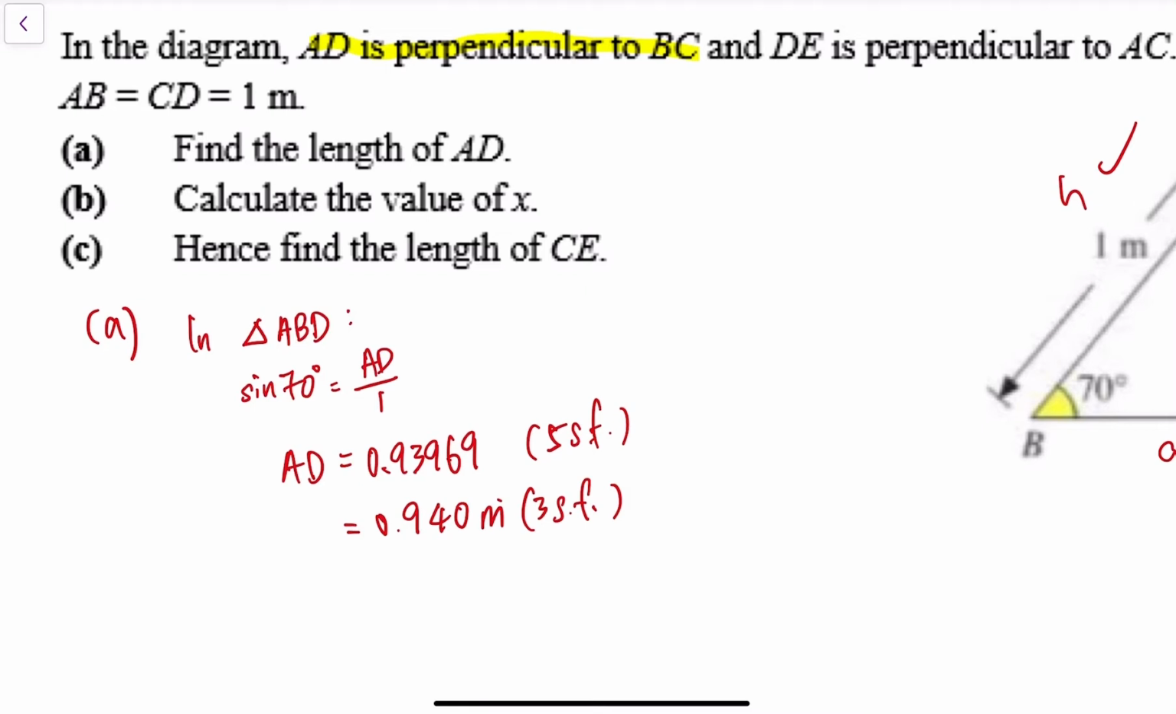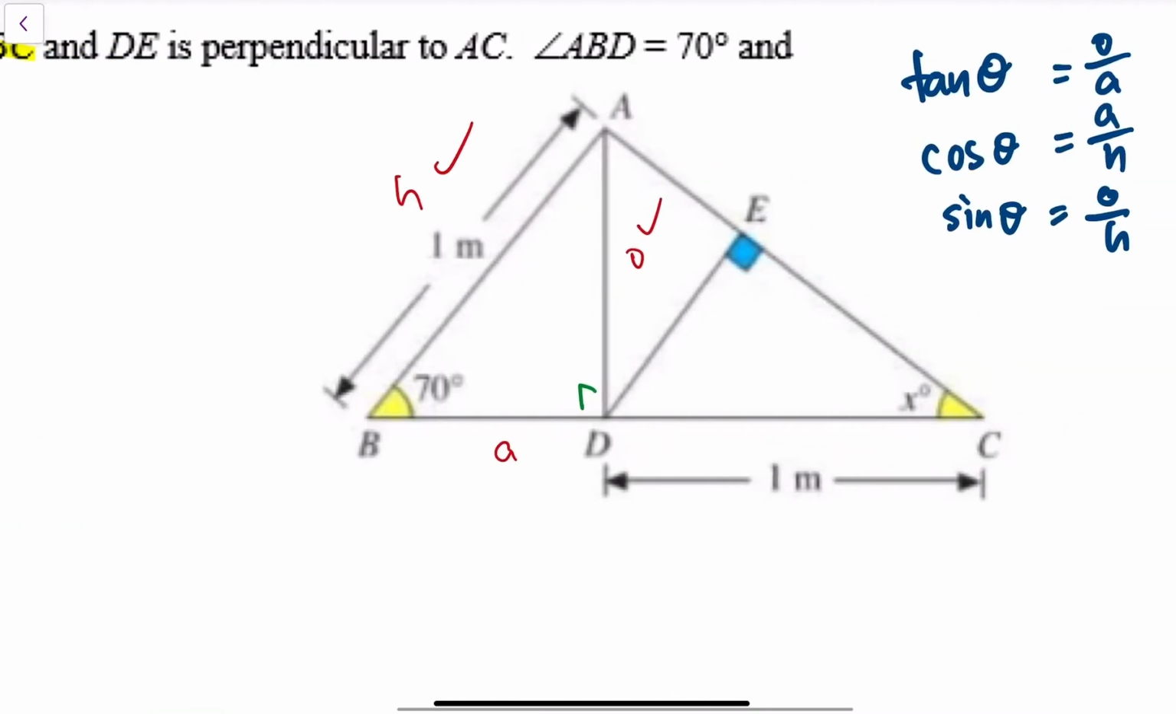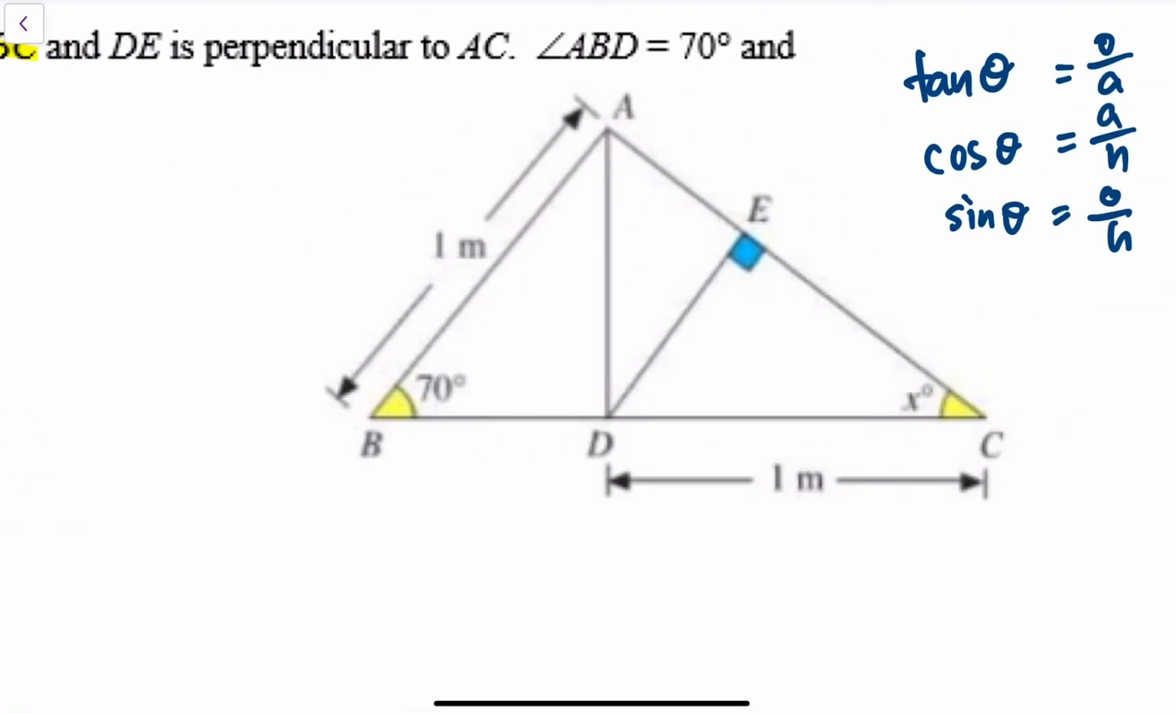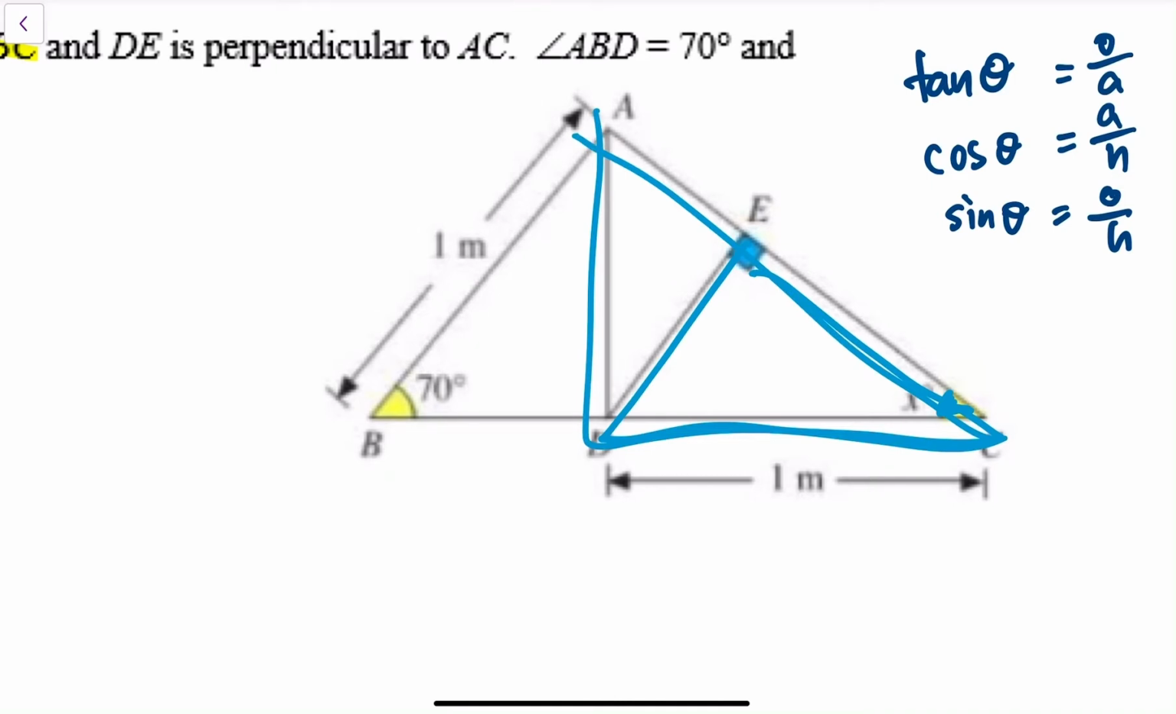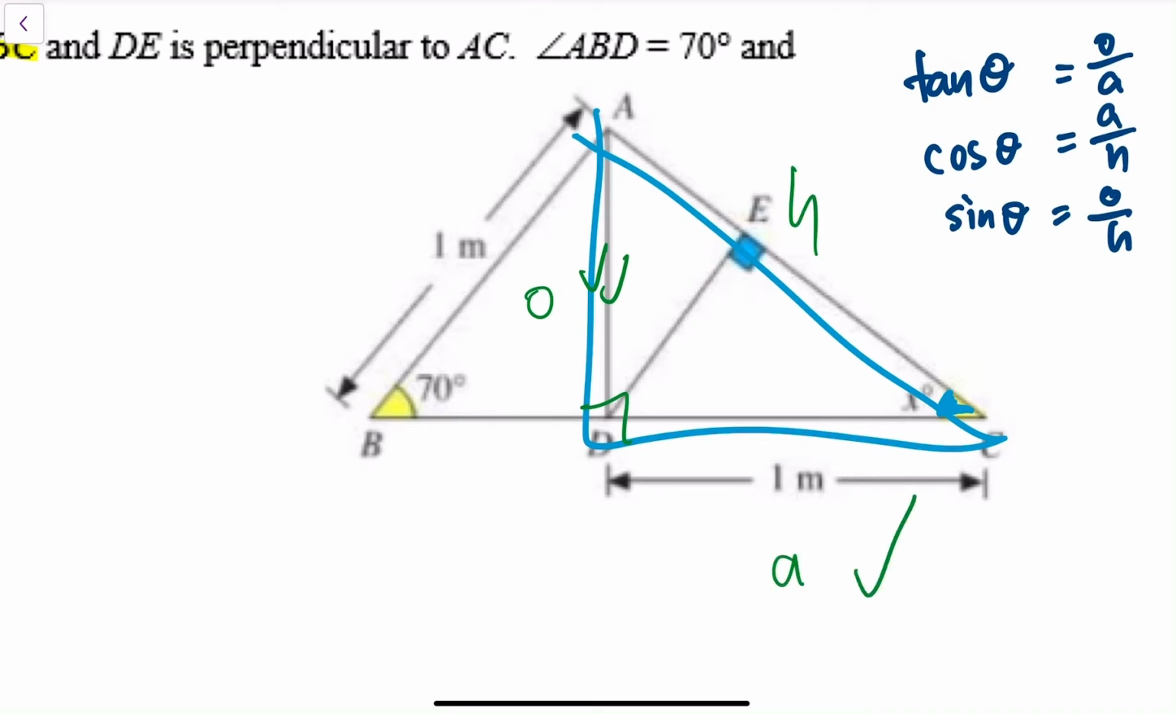So part B, calculate the value of X. I want to find the X value. Let's look at the diagram here. I must use a triangle here. It's either I use this triangle or the bigger triangle. Of course I want to use the bigger one because the smaller one doesn't give me any information. I found AD already. This is O, this is my H, and this is my A. I have my A given. O I found in part A. If O and A, I know what trigo ratio I need, right?